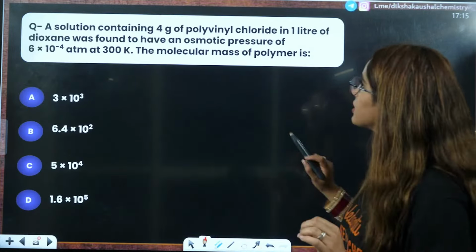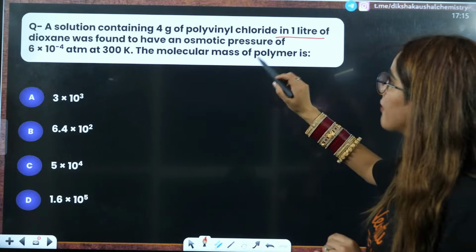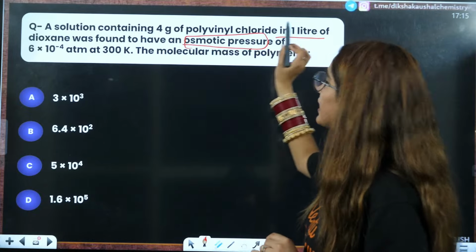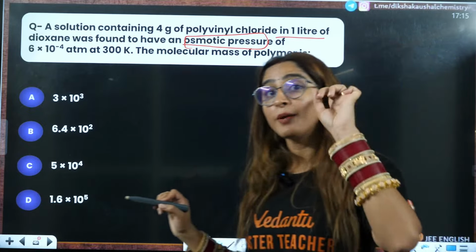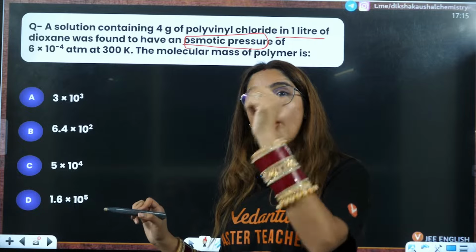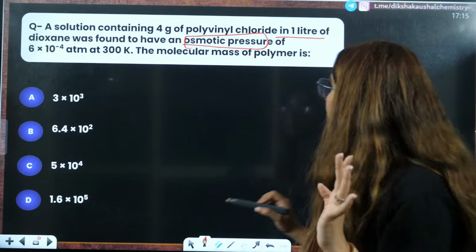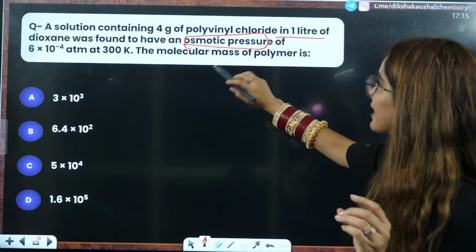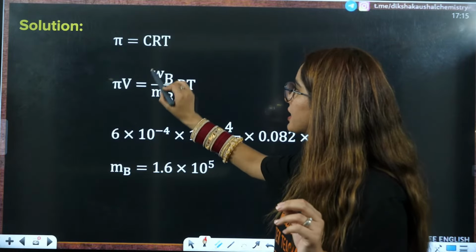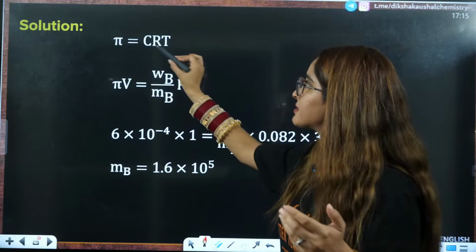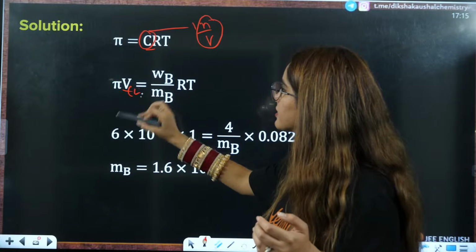Then there is a solution containing 4 gram of polyvinyl chloride in 1 liter of dioxane was found to have osmotic pressure. Very, very important. They have asked at least 2 shifts where osmotic pressure question, or depression in freezing point, boiling point. These are very important. Colligative property, at least 1 question will be there on colligative property. Osmotic pressure of this, at this, the molecular mass they are asking. So directly apply this formula, pi is equal to CRT, that is, what is C? Concentration is number of moles by volume. So volume will be in liters here.